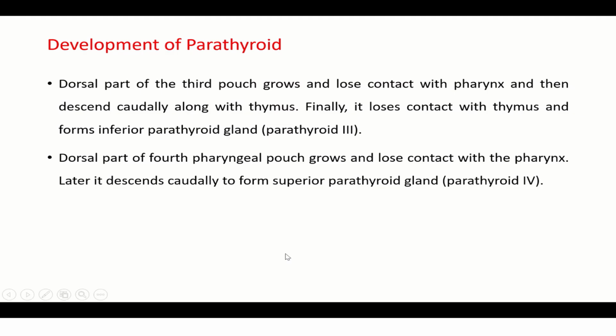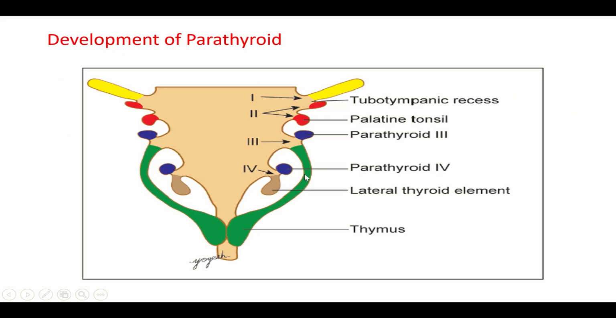Parathyroid 4 or the superior parathyroid gland develops from the 4th pouch. Parathyroid 3 develops from the 3rd pouch. Now if you observe the inferior parathyroid, or parathyroid 3, developing from the 3rd pouch, with the migration of the thymus, this will be pulled down and comes inferior in position. And then if you see, this is parathyroid 4 or superior parathyroid developing from the 4th pouch, and the lateral thyroid element will join with the thyroglossal duct and will stop the further descent of parathyroid 4. So parathyroid 4 will become the superior parathyroid and parathyroid 3 will become the inferior parathyroid.